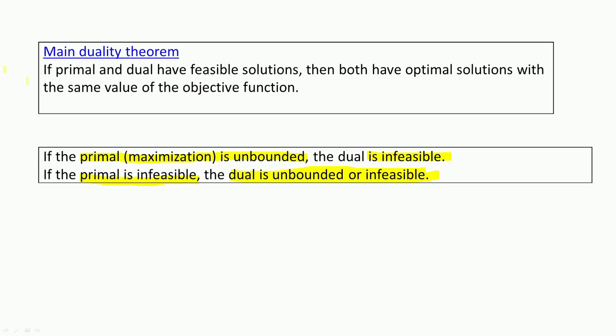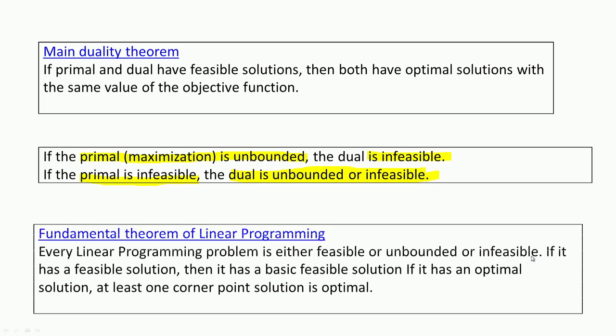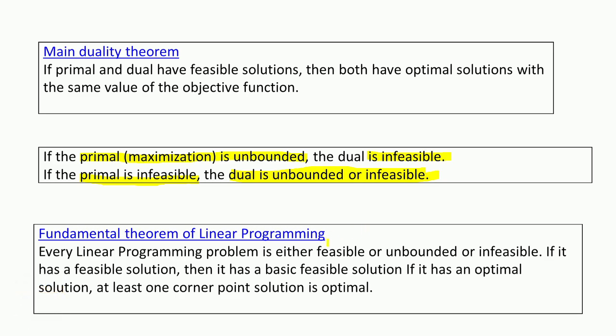We then move on to some other aspect of this problem. Now, we look at the fundamental theorem of linear programming, which relates all the things that we have learnt till now. Every linear programming problem is either feasible or unbounded or infeasible, which is what I was mentioning. Only three things can happen.